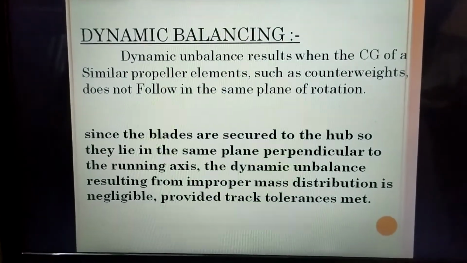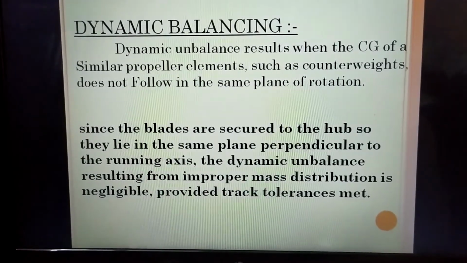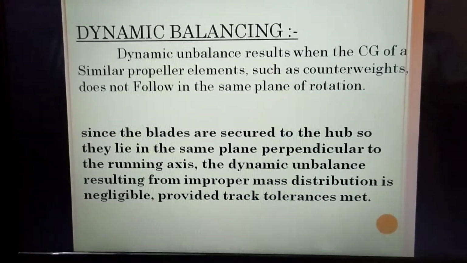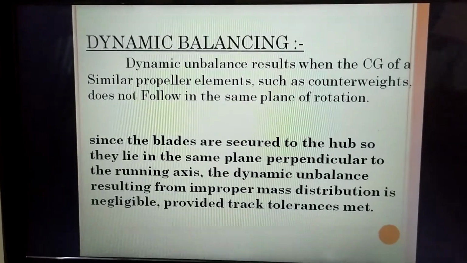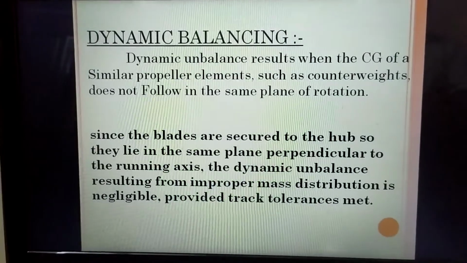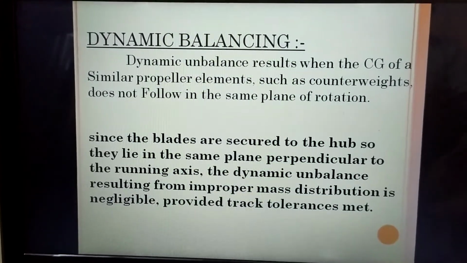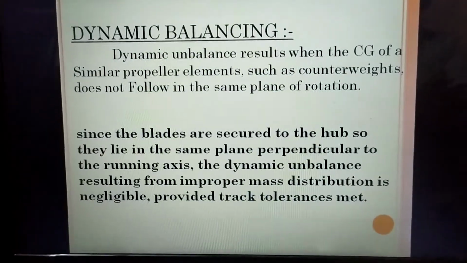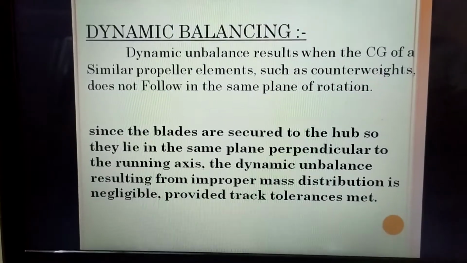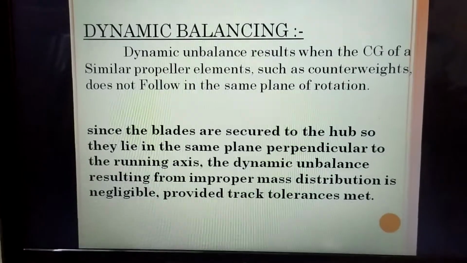Dynamic balancing. Dynamic unbalance results when the center of gravity of a similar propeller element such as counterweights does not follow in the same plane of rotation. So dynamic unbalance occurs when the center of gravity is one point, and the counterweights and elements placed on the blades are other points. These counterweights and so on do not follow the same plane of rotation, and this is known as dynamic unbalance.